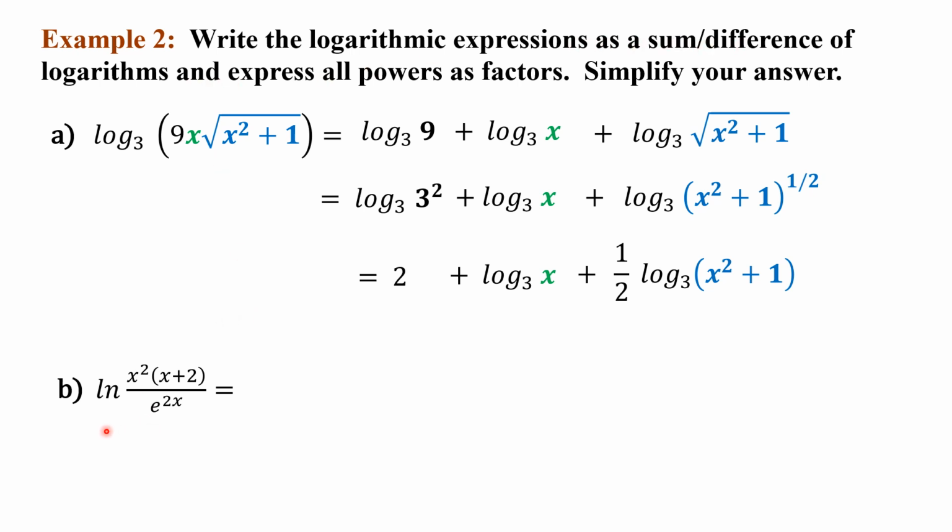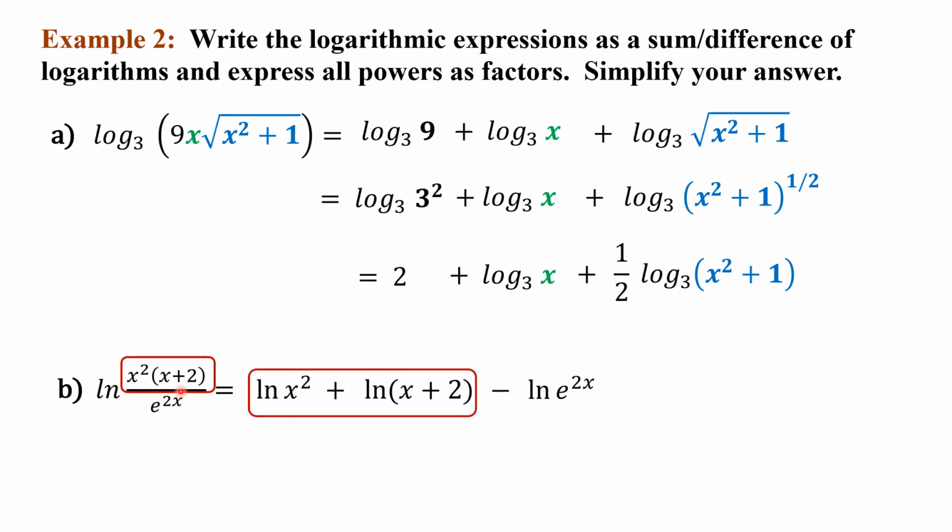For the second question, we have ln of x squared times x plus 2 divided by e to the 2x. As we can see here, we can check the operations. We can see a quotient. In the numerator, there's a product. So meaning this is a combination of a product and a quotient. But we can expand this in just one step. For example, this given is ln of x squared plus ln of x plus 2, then minus ln of e to the 2x. So how? Because all the expressions in the numerator have positive ln or positive log.